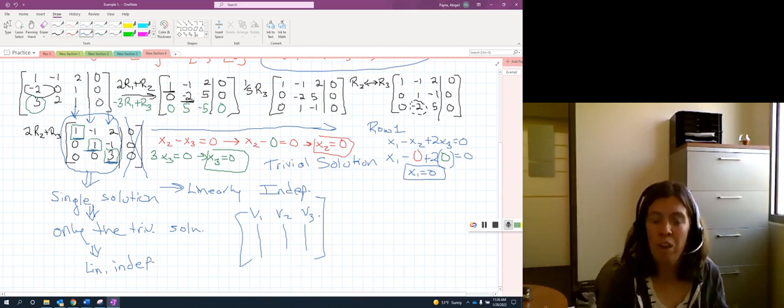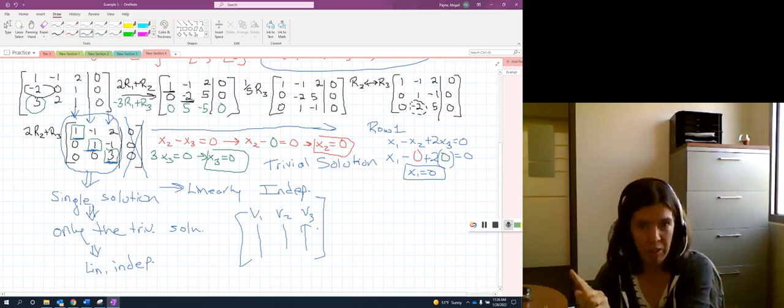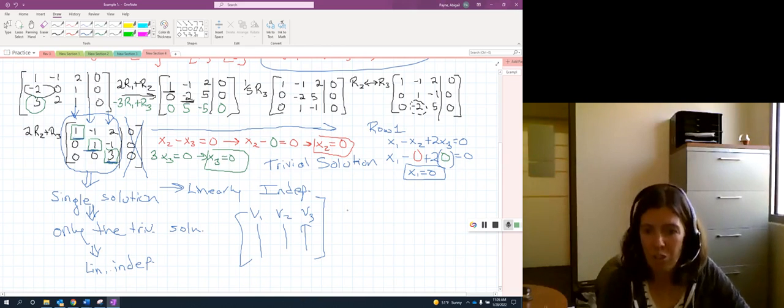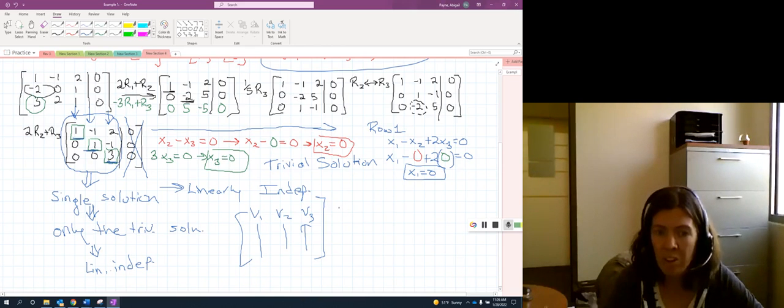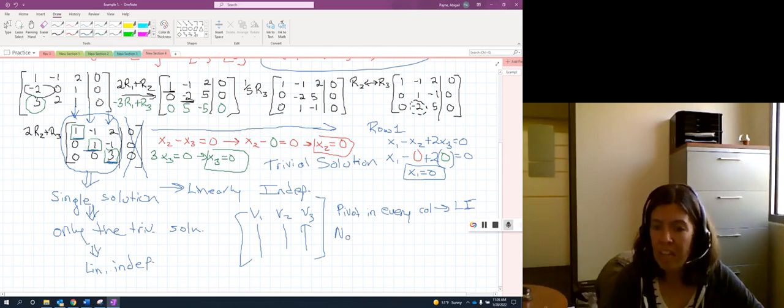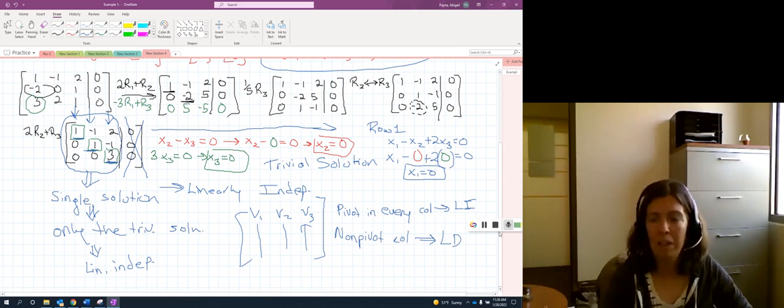If you end up with a non-pivot column anywhere, then remember, a non-pivot column tells you there is a free variable, which means there are infinitely many solutions. So we'll definitely have non-trivial solutions. So the whole issue is, if there is a pivot in every column, then the vectors are linearly independent. I'm using capital L, capital I for linearly independent. If there is any non-pivot column, then the vectors are linearly dependent. And that's going to be your short way to determine linear independence of vectors.